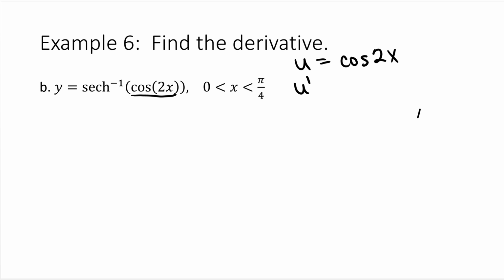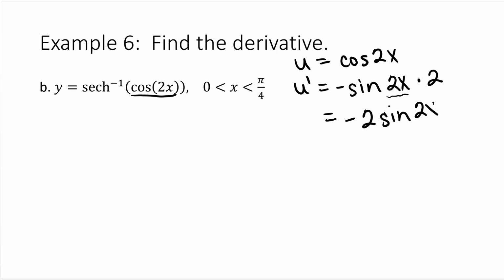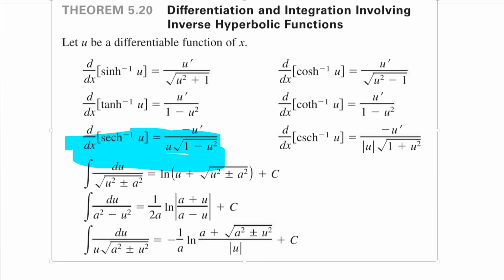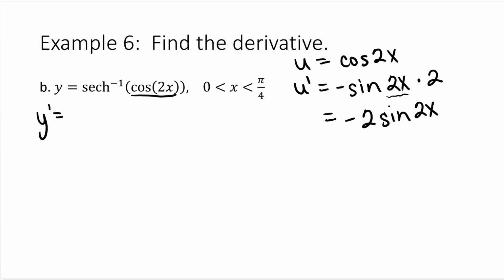So if I find u prime, I'm using the chain rule. The derivative of cosine is a negative sine. So I have negative sine of 2x. That inside doesn't change. But then I multiply by the derivative of the inside, and the derivative of 2x is 2. So I'm going to write this as negative 2 times the sine of 2x. All right. So then the formula we just said we were using was that negative u prime over u times the square root of 1 minus u squared.